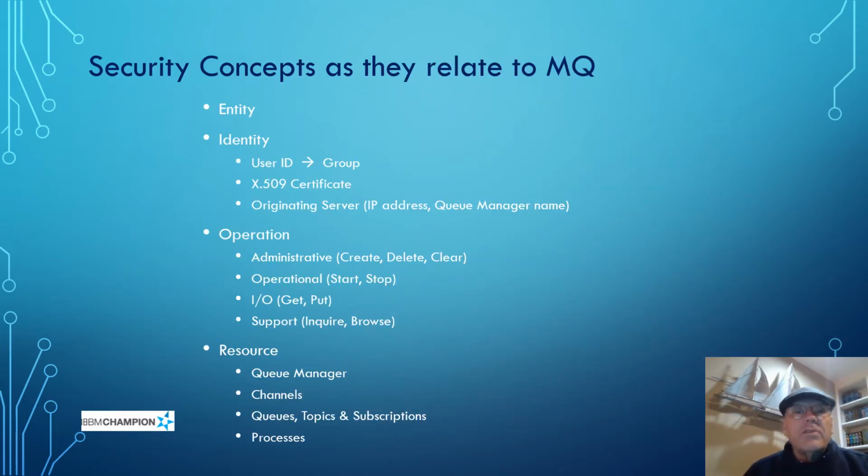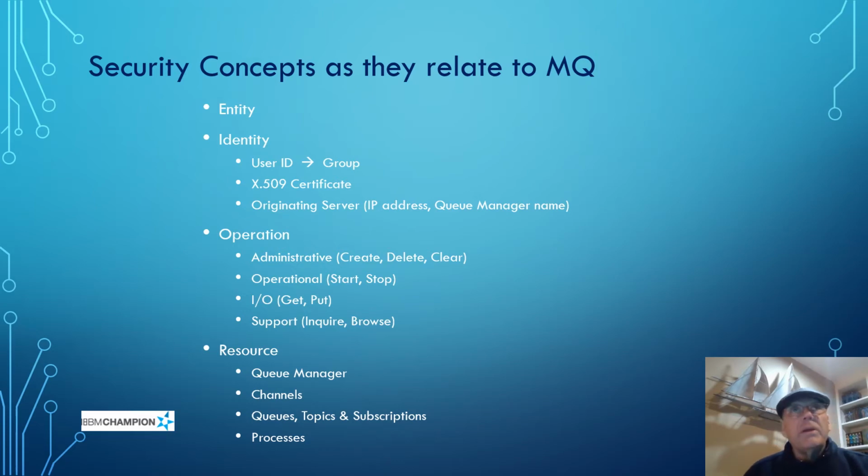Security concepts as they relate to MQ. We talked about entities. The identity will be a user ID in most cases. That user ID will correspond to membership in some kind of group, and MQ does not grant access to user IDs. It grants access to groups. So that user ID group relationship is quite important.